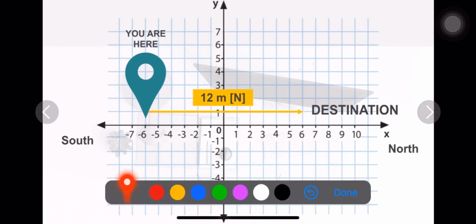Okay, so what is your displacement? What's the displacement for that? You can just simply count 1, 2, 3, 4, 5, 6, 7, 8, 9, 10, 11, 12. You can count in order to actually get your displacement. But you can solve using a formula.